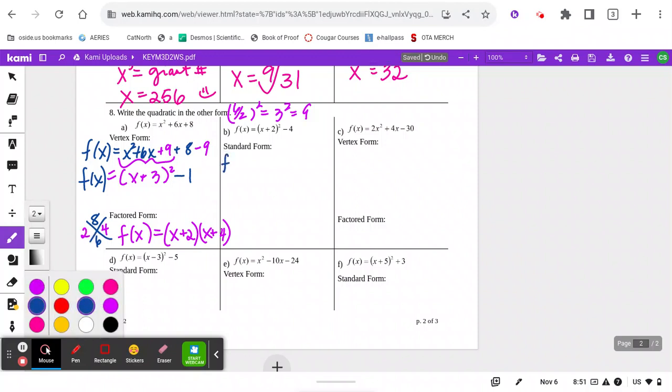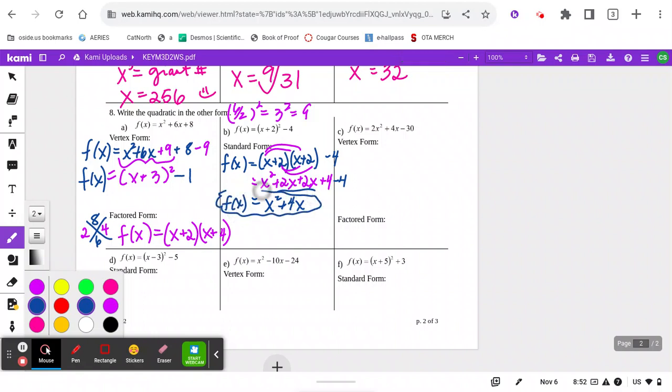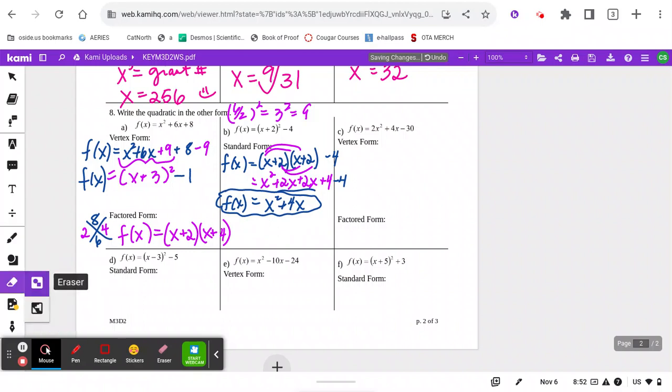So this is the stretch it out and multiply one, where you have to do the FOIL. Just leave that 4 hanging out there waiting for later. So x times x is x squared plus 2x plus 2x plus 4. And then don't forget that that minus 4 is still at the back. So we get x squared, these two combine to make 4x, and then 4 minus 4 is just 0. So this standard form actually has no c value. The constants canceled out.